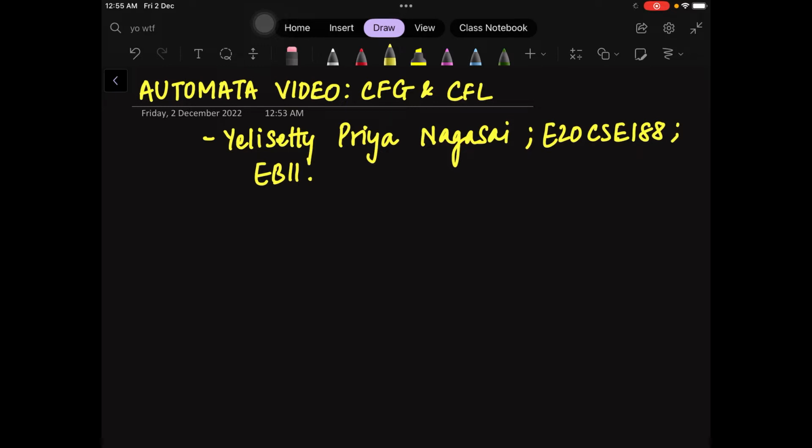Automata of CFG and CFL, which is also known as context-free grammar and context-free language. So, in automata theory, a formal language is a set of strings of symbols drawn from a finite alphabet. A formal language can be specified either by a set of rules that generate the language or by a formal machine that accepts or recognizes the language. Today, we will see the following.